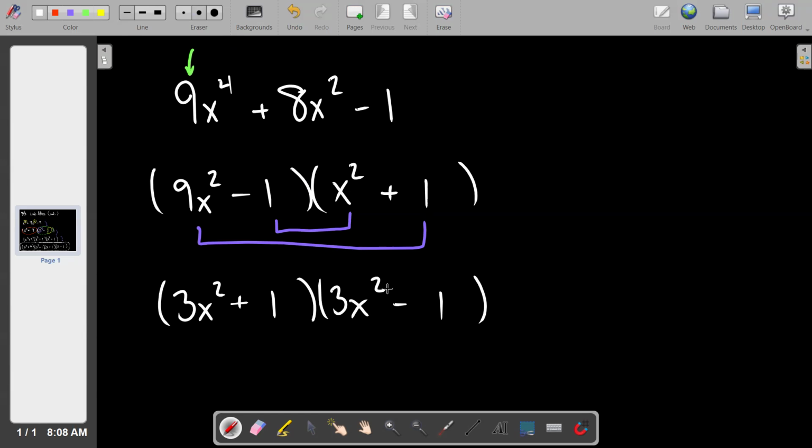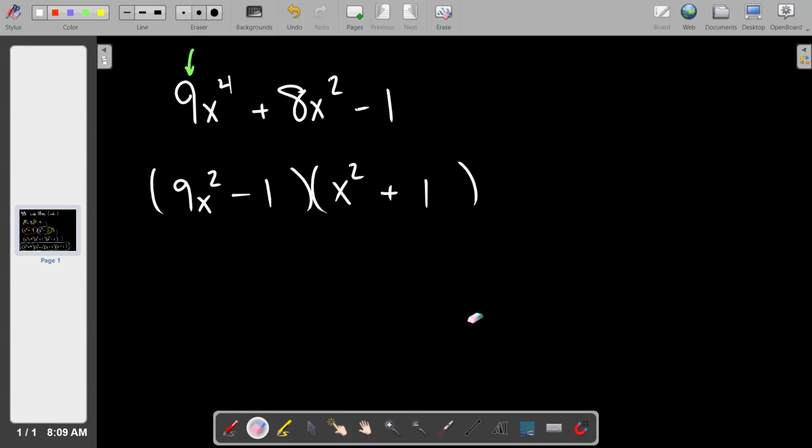Got it? Done? No. Why not? What is it? Yeah, say it. Just practice saying it. And the more you say it, the less you'll have to think about it in the future. It is a difference of two squares. Is the second one factorable? This one?